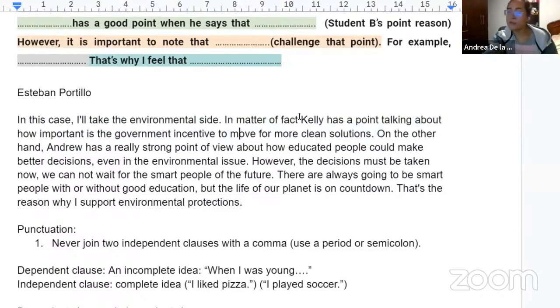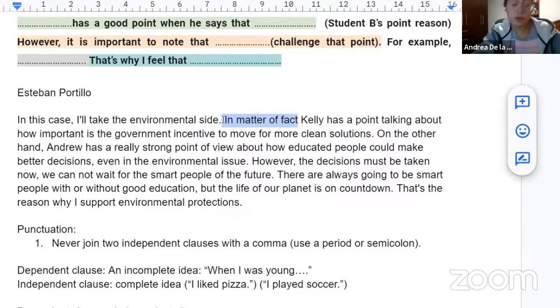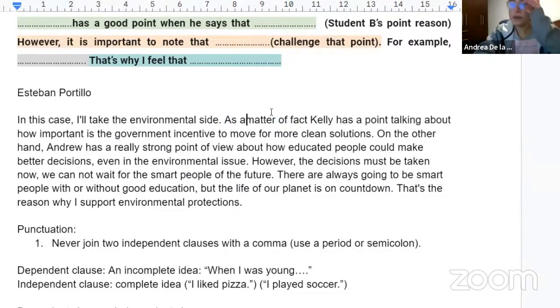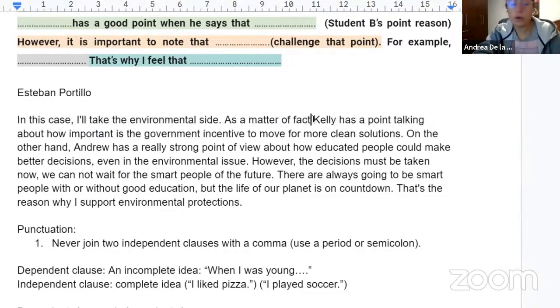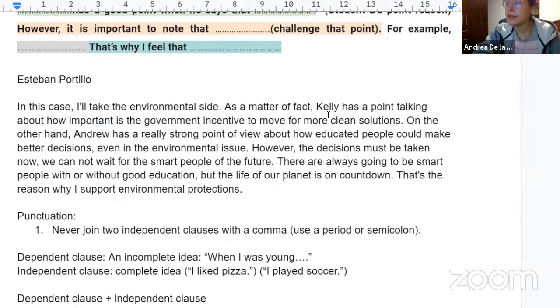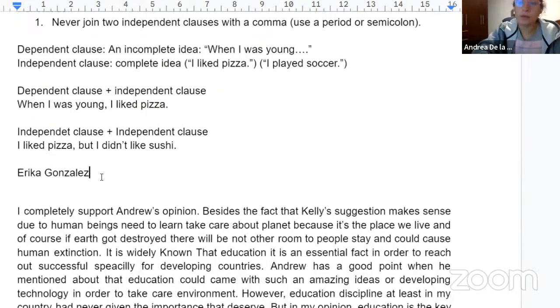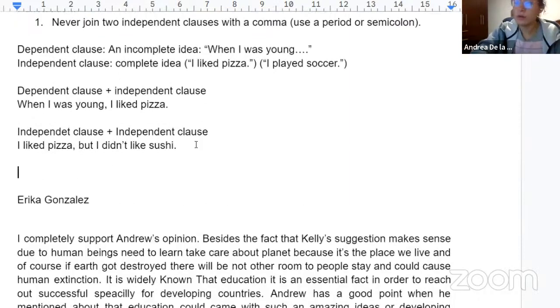Now, another thing, and this is also related to punctuation. First of all, I think that the transition phrase you wanted to use was "as a matter of fact," right? As a matter of fact, after every transition word or phrase, you always use the comma. As a matter of fact, Kelly has a point talking about how important the government incentive to move for cleaner solutions is. Right? This is what we call embedded questions. Okay, so another lesson that is really useful.